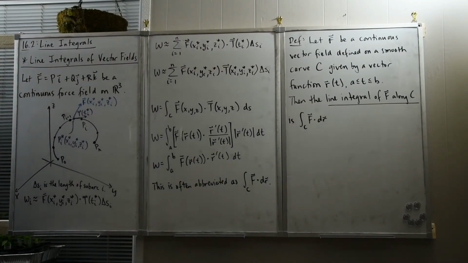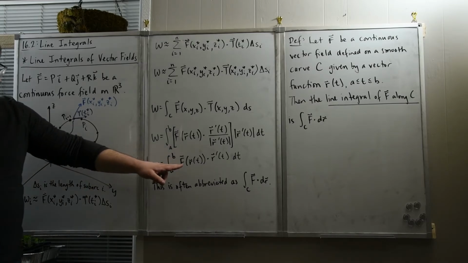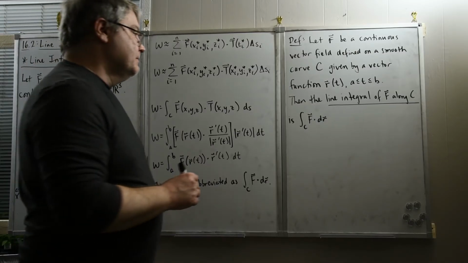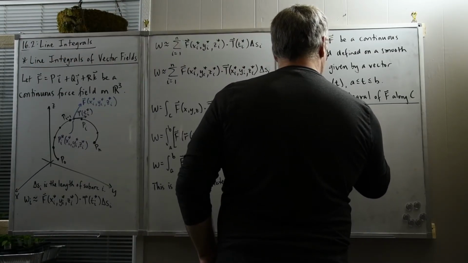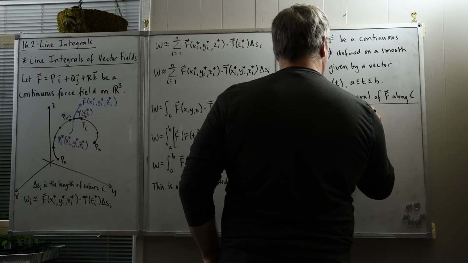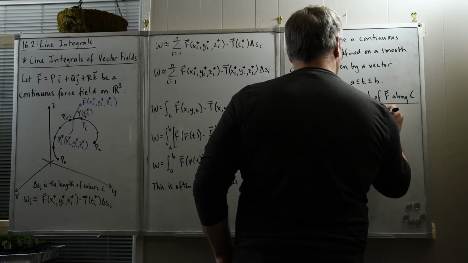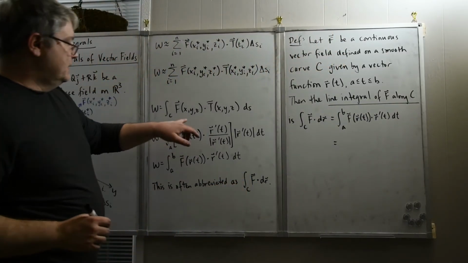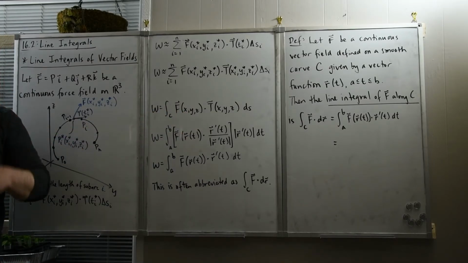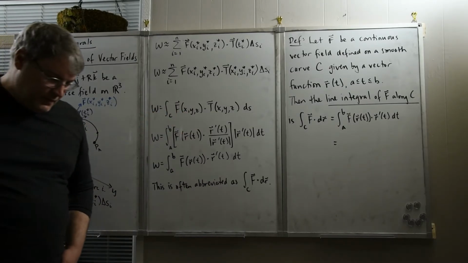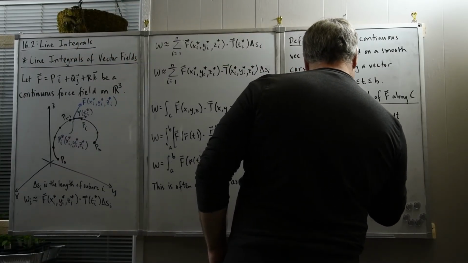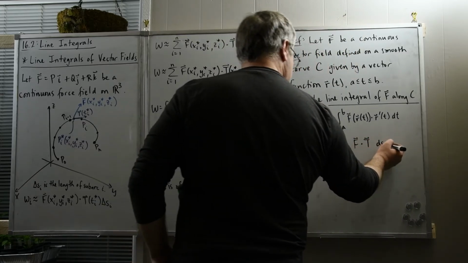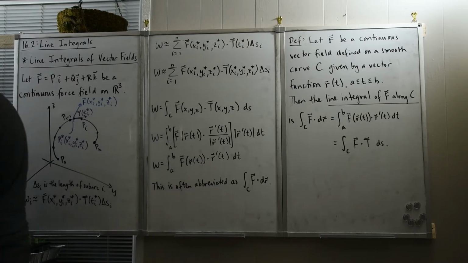But remember, this is going to be the same thing as the integral from a to b of F of r of t dotted with r prime of t dt, which is also the same thing as F dot T ds. So this is going to be the line integral along C of F dot T ds. So a few representations here.